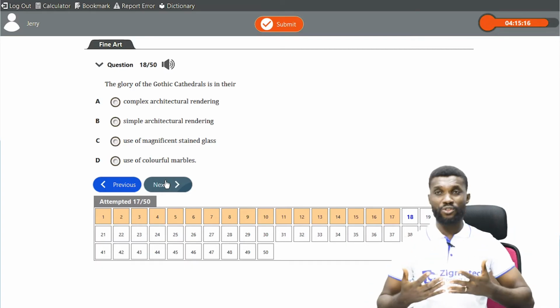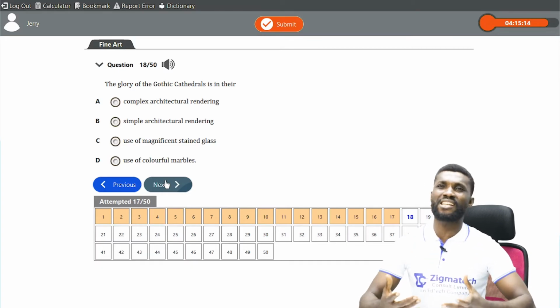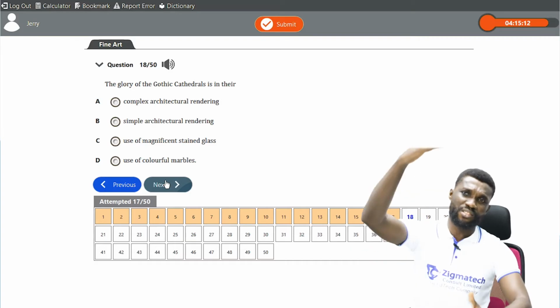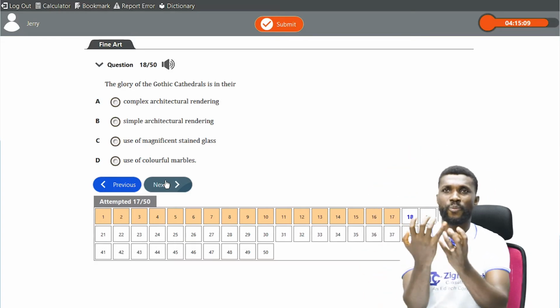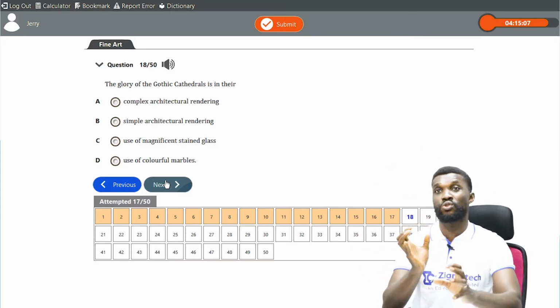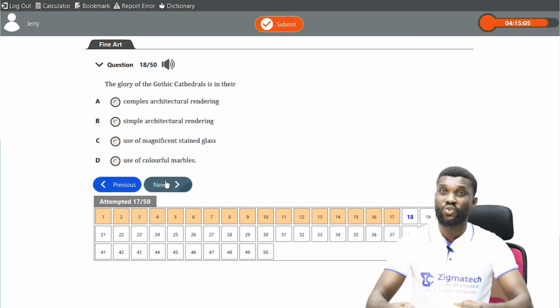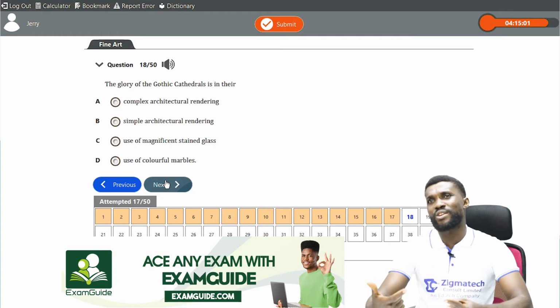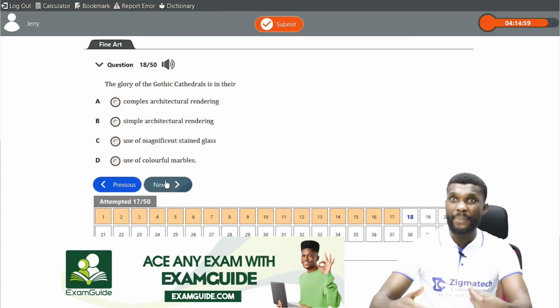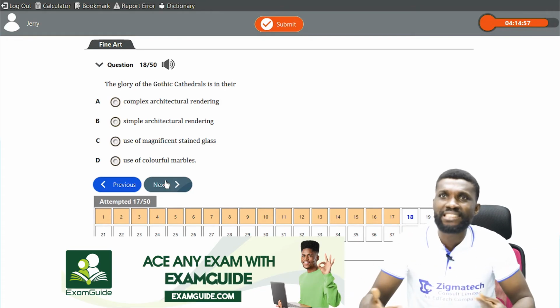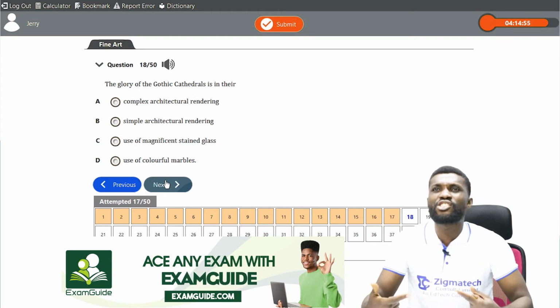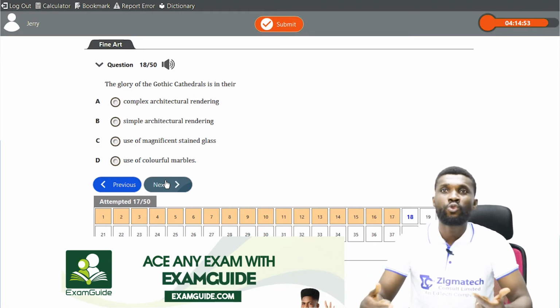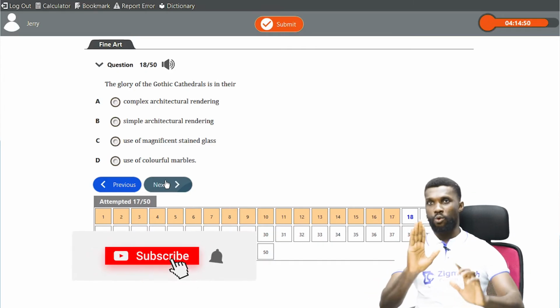Now during this period, you see artists, they try to bring out their best. You see the pillars of some of their buildings. You see how they use relief artworks to decorate them. Very intricate and solid works. Now, is it how skillful, how complex the architectural rendering is? Or B, simple architectural rendering? Or C, using of what? Magnificent stained glass. And D, use of what? Colorful marble.